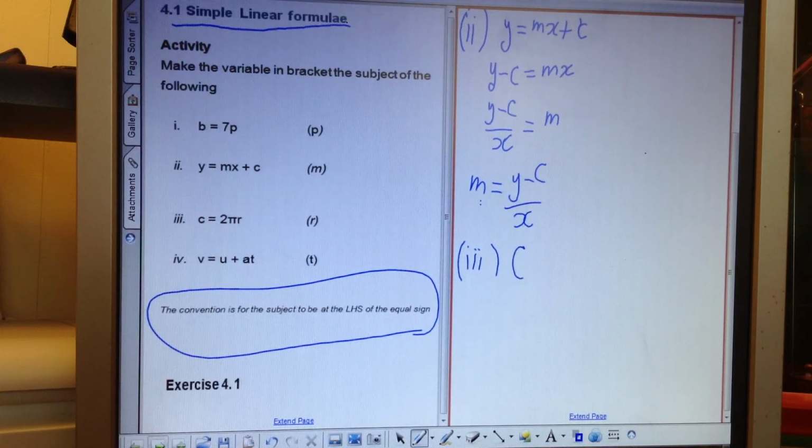We have C equals 2 pi r. We want to make r the subject, but over here we have 2 pi multiplying r. So we simply divide both sides by 2 pi. So we're going to get C over 2 pi equals r.